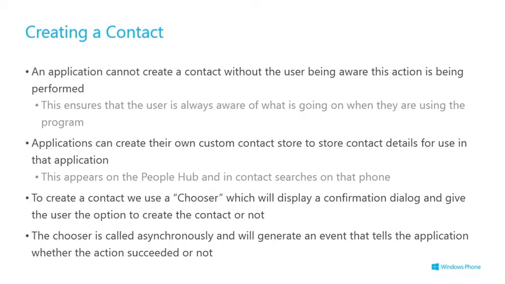But as you'll see in a minute, applications can create custom contacts for their own use. And we'll dig into that in a moment. So to create a contact, this is a first experience of something called a chooser API. The launchers and choosers are a set of APIs that allow you to call into the built-in apps on the phone, and it's called asynchronously and generates an event when it's done.